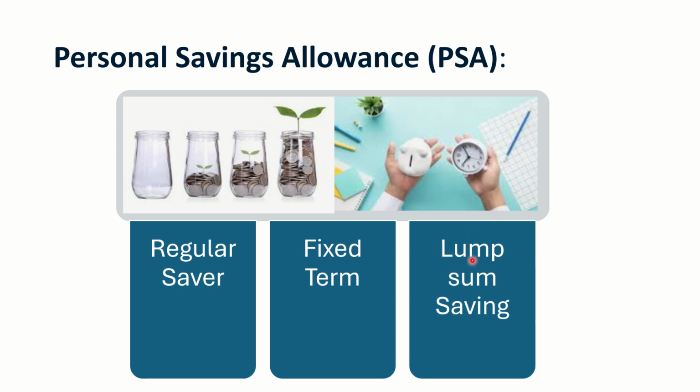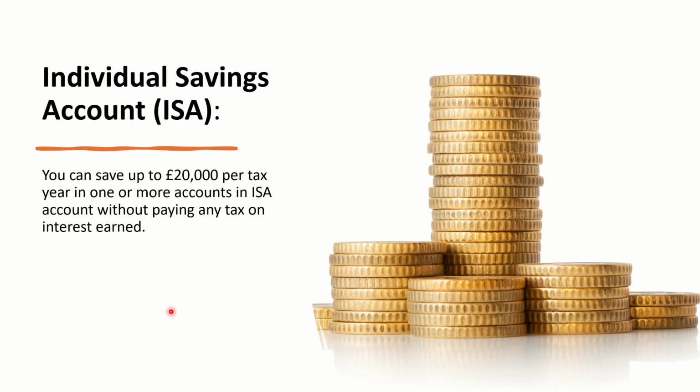So the lowest interest rate is usually lump sum saving. Usually it is either regular or fixed term, depending on what the need is. But in fixed term you can save up to 10,000, 20,000, 50,000, whatever money you have you can save. But in regular saver the only limitation is you can only save a small amount of money.